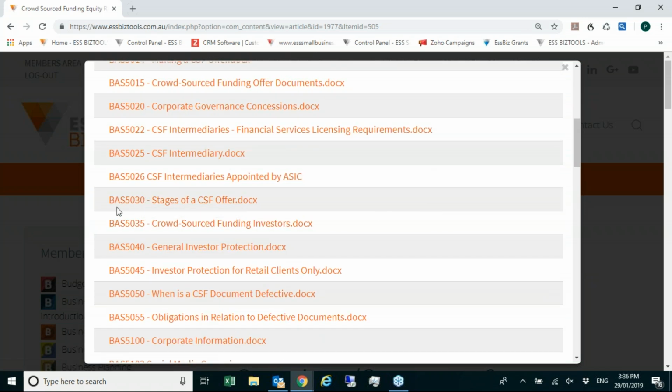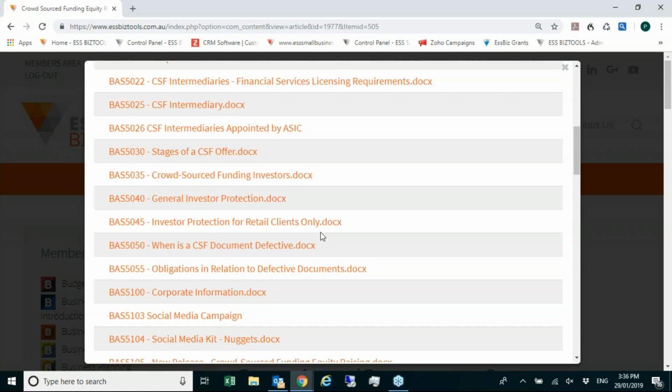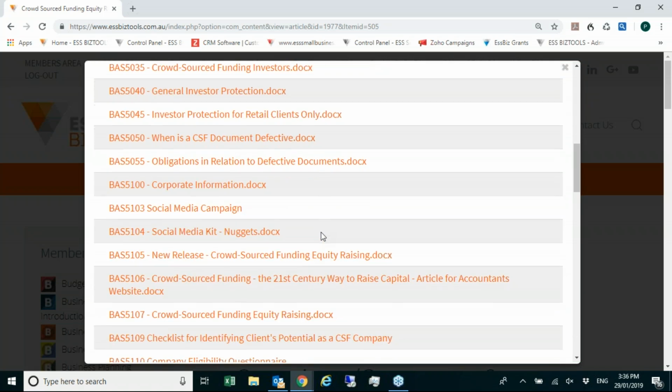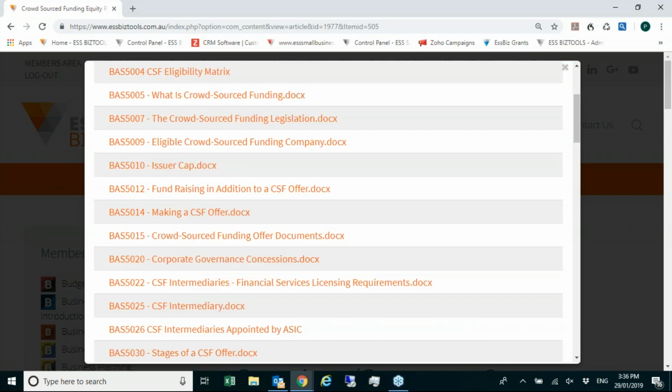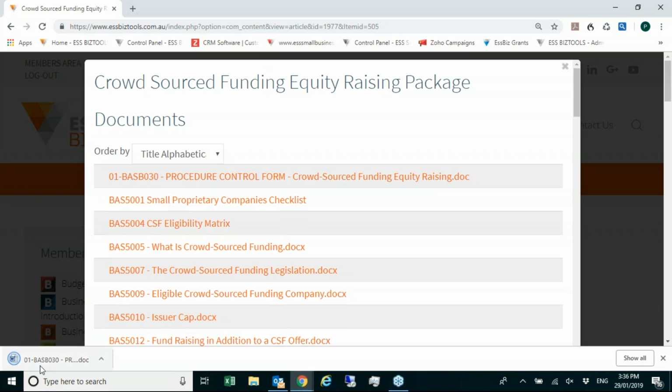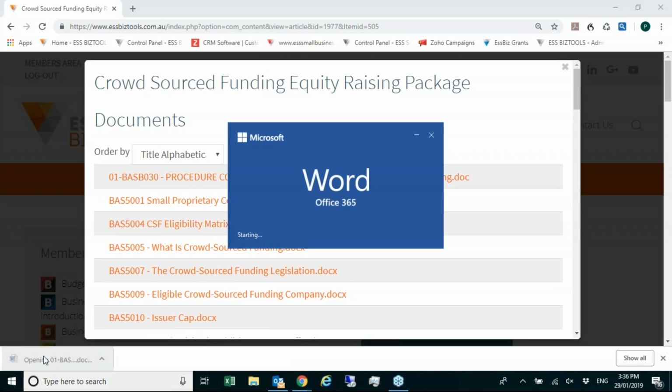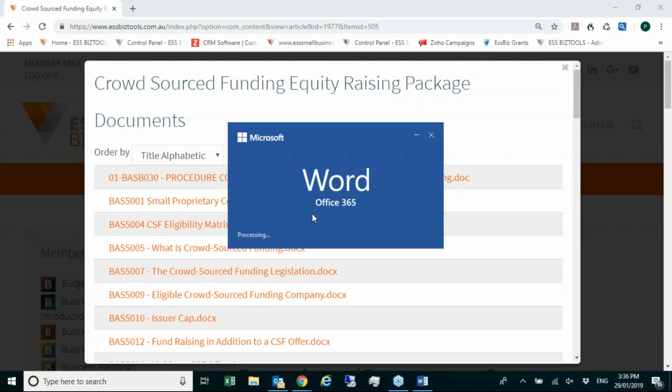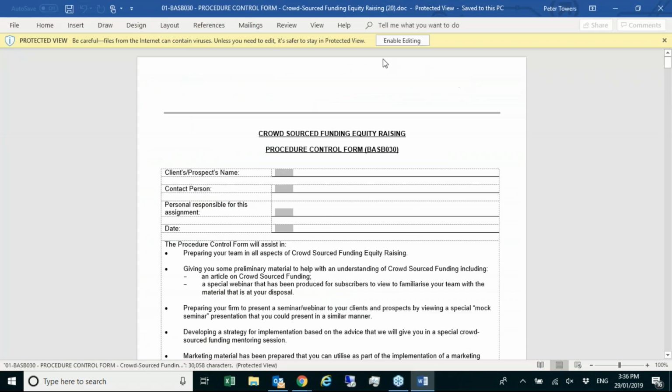What we call BAS stands for Business Advisory Services, not that other BAS. It's a whole series of articles. So how it works, every product package has a procedure control form, is what we call it. So if we click on that, and don't worry about the numbers. If you want to use the numbers yourself to find things, you can. They're mainly our references, because there's thousands of documents in the system now. You're trying to keep track of everything.